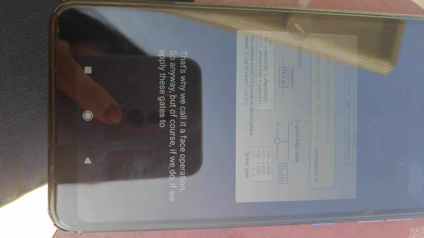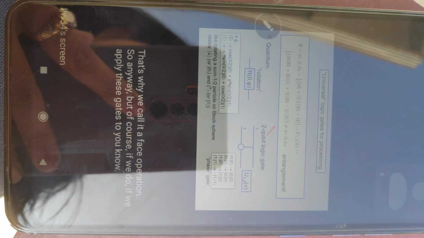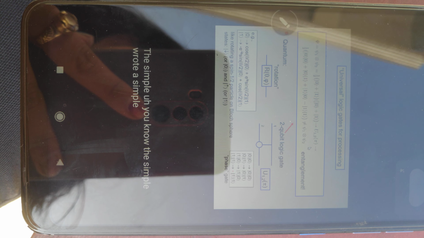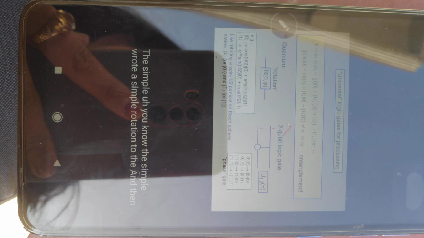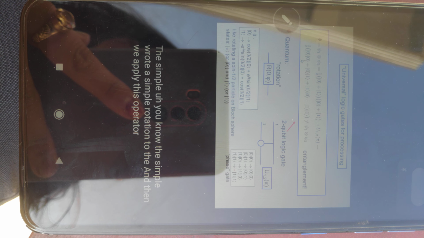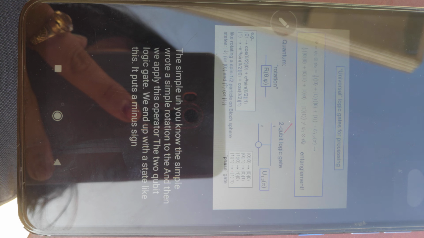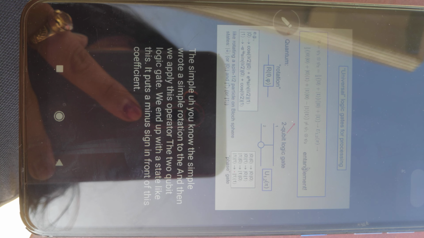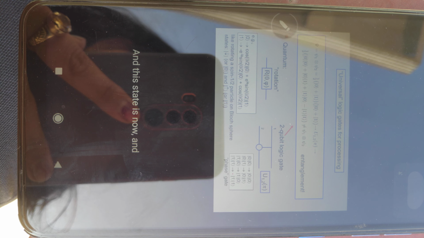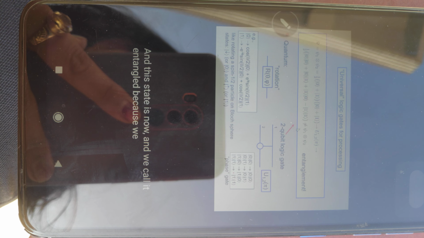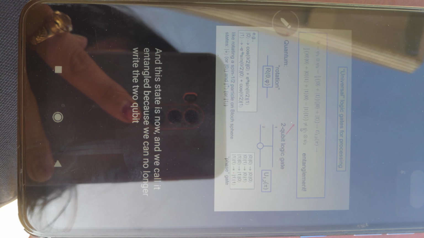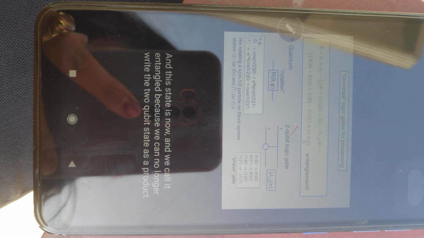So anyway, of course, if we apply the simple rotation and then we apply this operator, the two-qubit logic gate, we end up with a state like this. It puts a minus sign in front of this coefficient, and this state is now, we call it entangled, because we can no longer write the two-qubit state as a product of the two separate states.